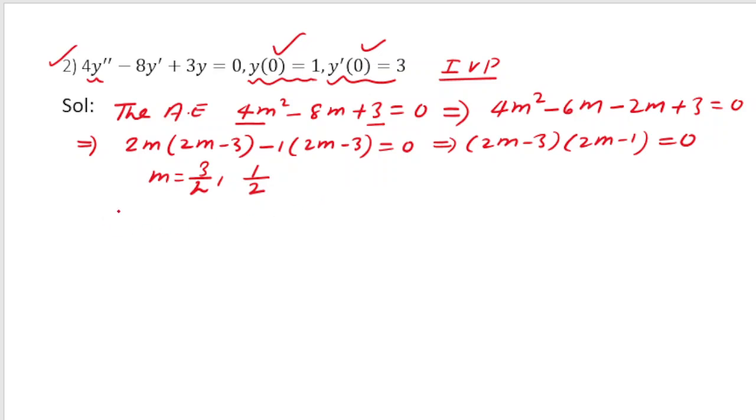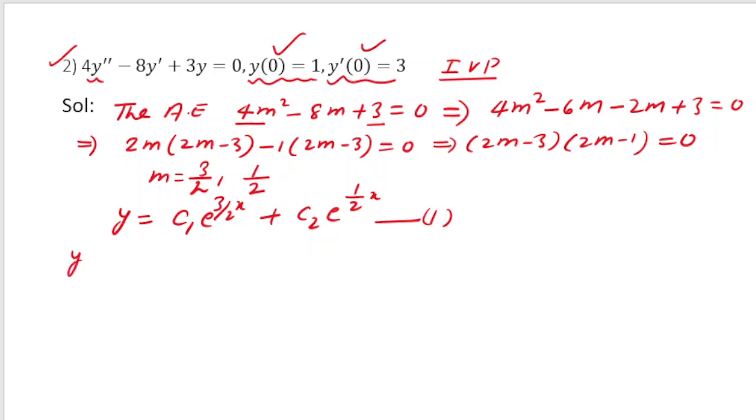So what will be the general solution? The general solution will be given by y is equal to c1 e to the power 3 by 2 x in place of m1, and c2 e to the power 1 by 2 x. Let me call this equation number 1. Now if these two conditions are not given, this will be the general solution, but since these two conditions are given, we have to get the values of c1 and c2 using these two conditions, right? So how do you use this condition?